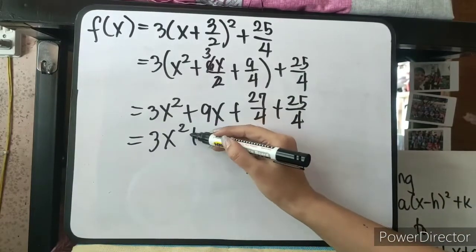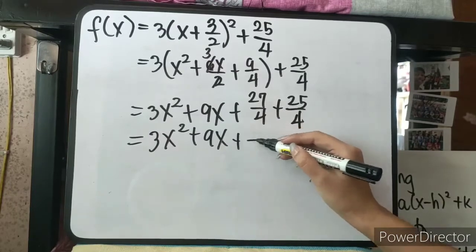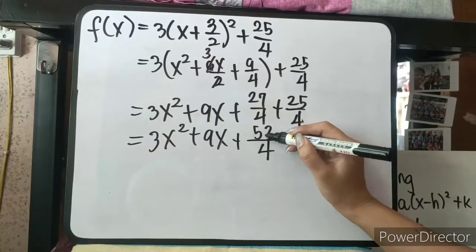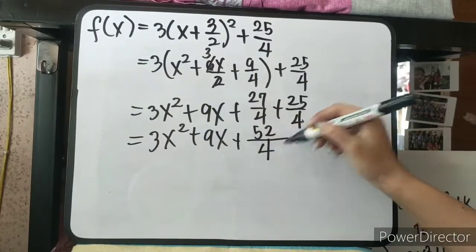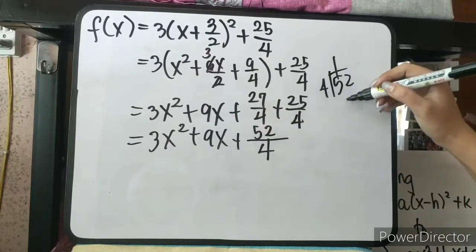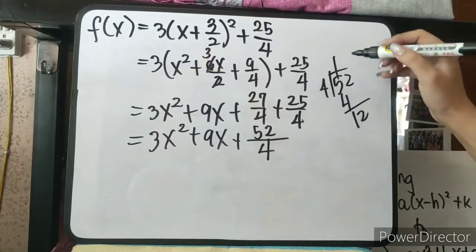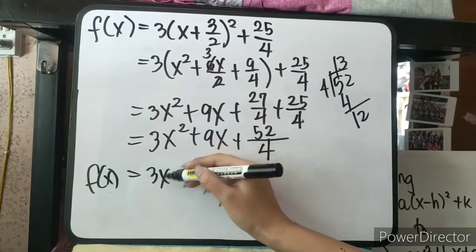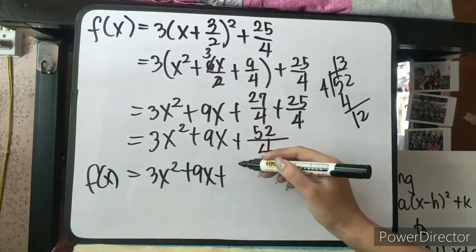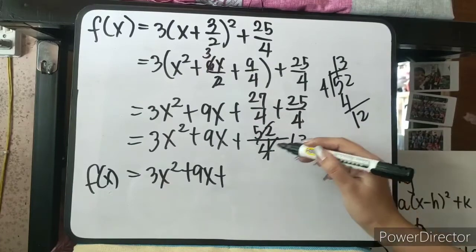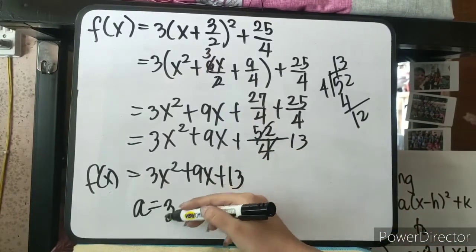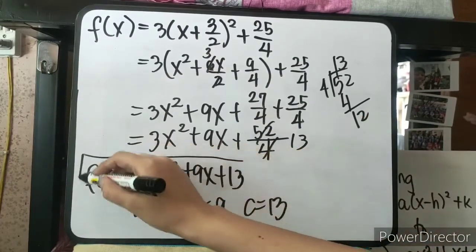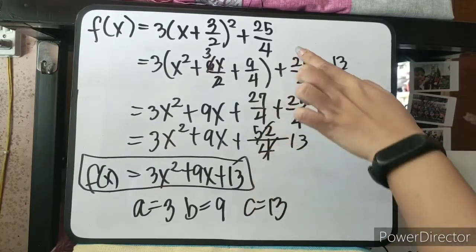So, 3x squared plus 9x. And then, simplify natin to similar fraction naman na. So, this is 52. Okay, and then simplify natin. 52 divide 4 is 13. So, our general form is f of x equals 3x squared plus 9x plus ito ay magiging 13. And so, our a is 3, b is equals to 9, and c is equals to 13. So, bumalik tayo dun sa original given dito.